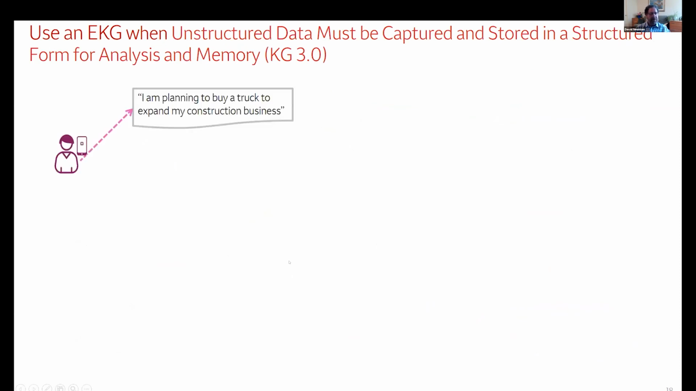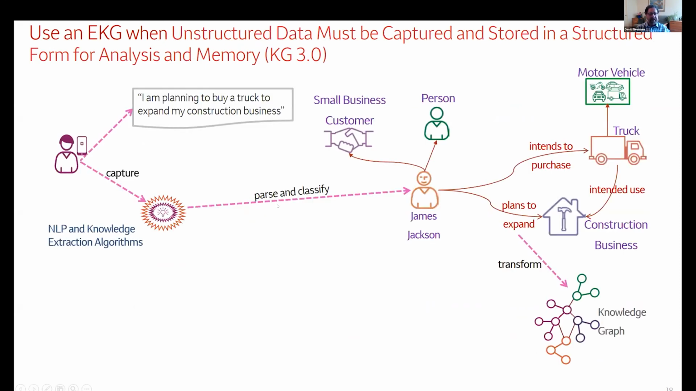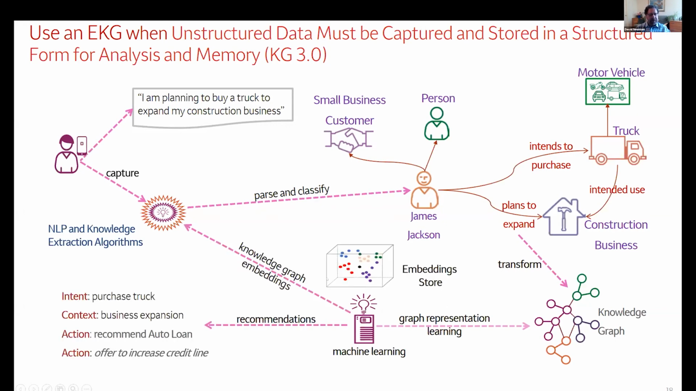So there are many other ways of using knowledge graphs with, in this example, we can capture text and parse it into its subcomponents and translate this text, "I'm planning to buy a truck to expand my construction business," into the nodes and edges in a knowledge graph that reflect meaningful information. And this can then be further queried through graph representation learning, where we can do very fast translations of the nodes and edges in the knowledge graph to basically this whole new notion of what we call a vector space model, which are numbers.